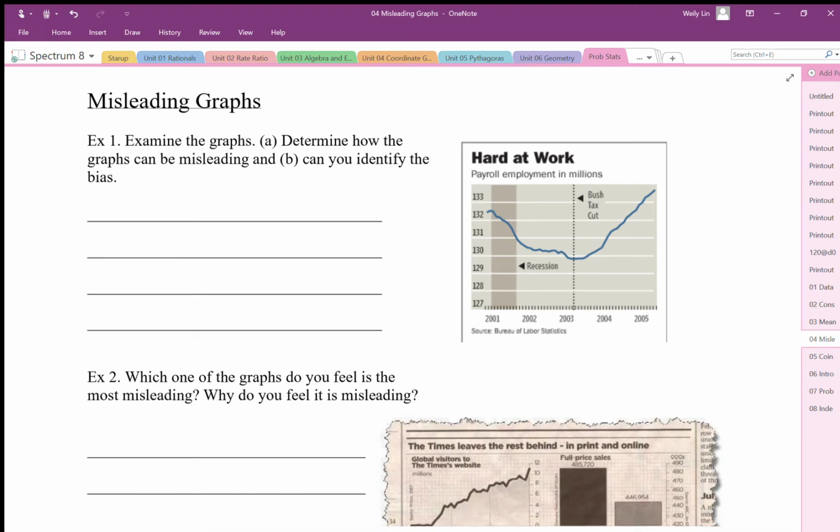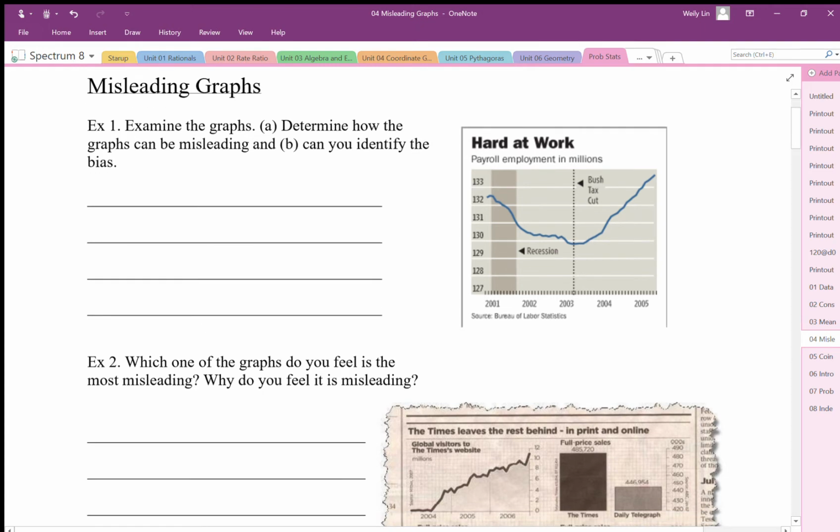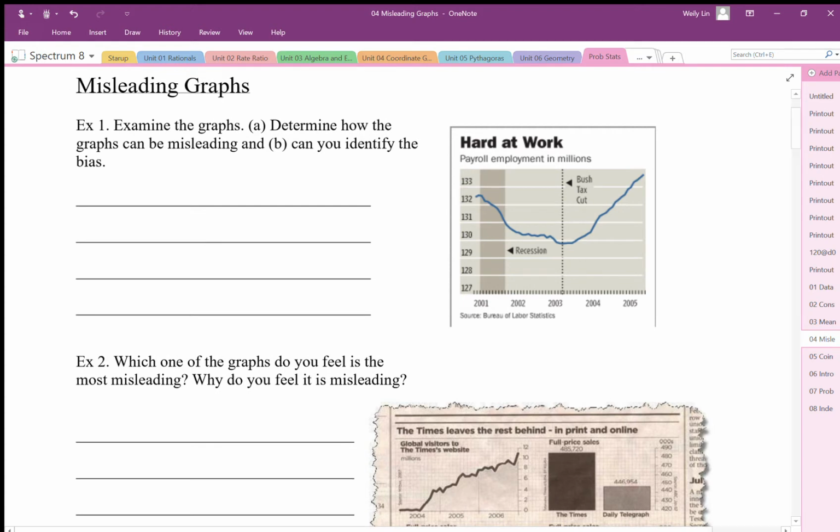So nowadays there's lots of data around that you have to interpret. So we have to be careful about being able to interpret some data and to see what data and graphs could be misleading. So we've got a few examples here. If you take a look at this graph here, "Hard at Work", this is the years, and here this represents the number of people employed.